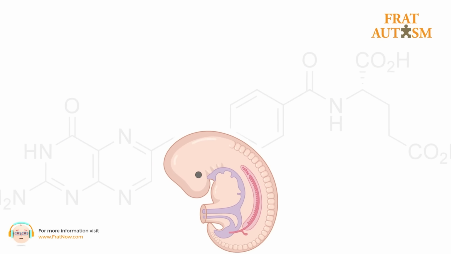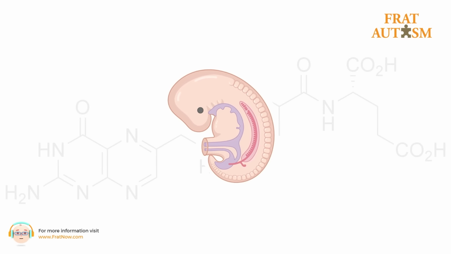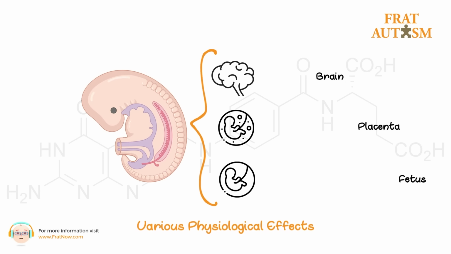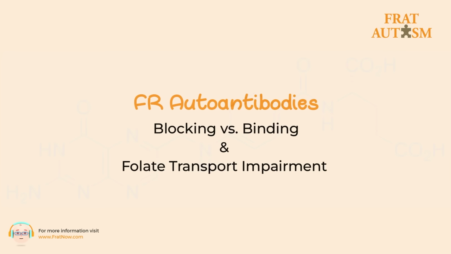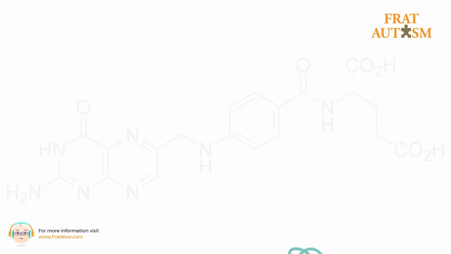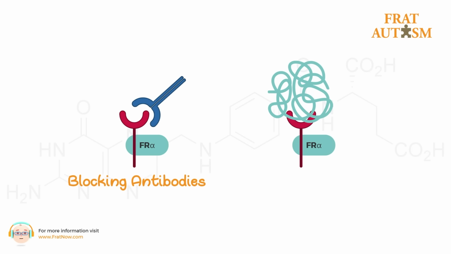When folate receptor autoantibodies are present, they can interfere with the normal function of folate receptors, potentially leading to reduced cellular uptake of folate. This disruption can have various physiological effects, depending on the severity and duration of the interference. There are two main types of folate receptor autoantibodies: blocking antibodies, which prevent folate from binding to the receptor, and binding antibodies, which cause receptor dysfunction and trigger an immune response, further impairing folate transport.